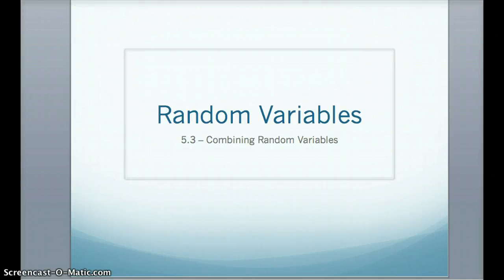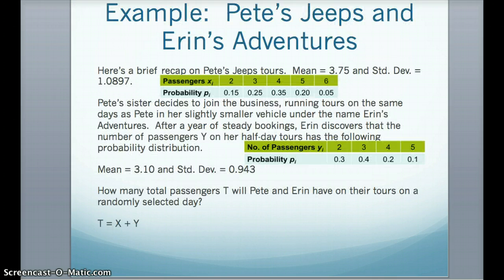Okay, so in this video, we're still talking about random variables and transforming them, but now we're going to be transforming and then combining two different random variables. So we're going to go back to Pete's Jeeps, and we are going to add another random variable that's going to involve Erin's Adventures.